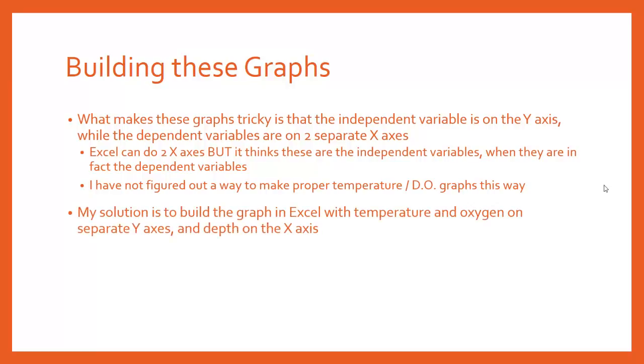But I don't know if it'll be simpler, because my solution is pretty simple and it works. My solution is to build the graph in Excel with temperature and oxygen on separate y-axes and depth on the x-axis. That is how you would normally expect to graph things. But then when we put the figure in Word or PowerPoint, we just rotate it 90 degrees. And then it makes the type of profile that I'm talking about.